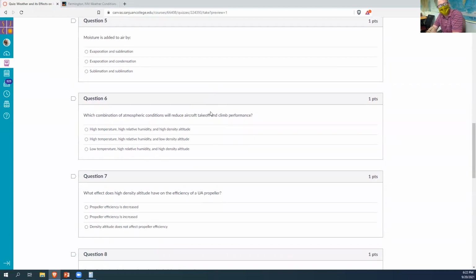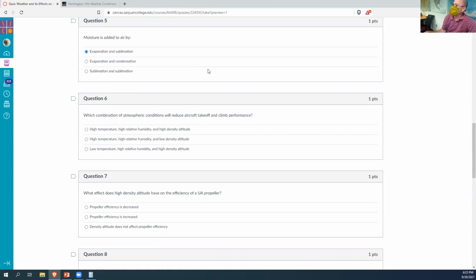All right, question 5. Moisture is added to air by evaporation and sublimation, evaporation and condensation, sublimation and sublimation. Well, we know it's not C, or maybe it's just C.